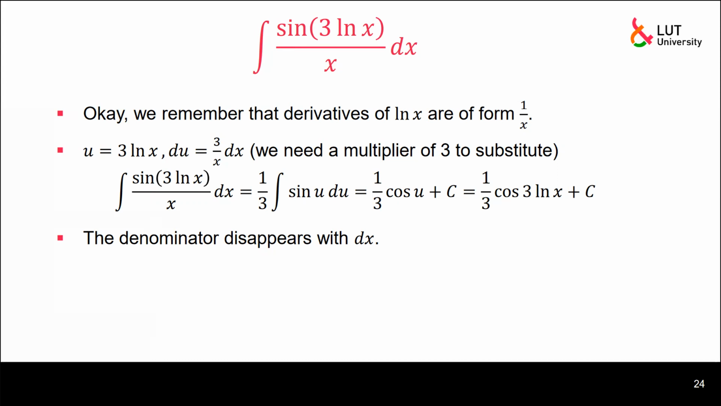So this becomes just the integral of sine, which has the antiderivative cosine. So 1 over 3 cosine u, substitute back u as 3 ln x, and we got our answer.